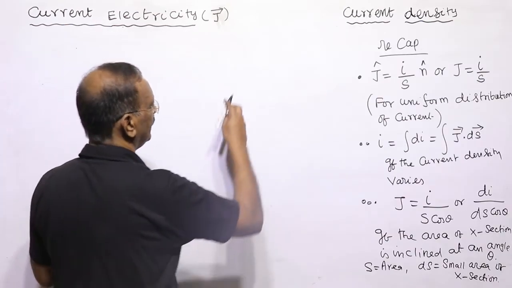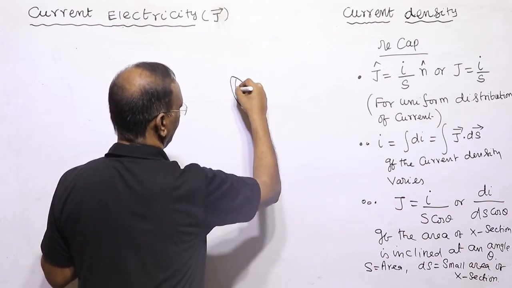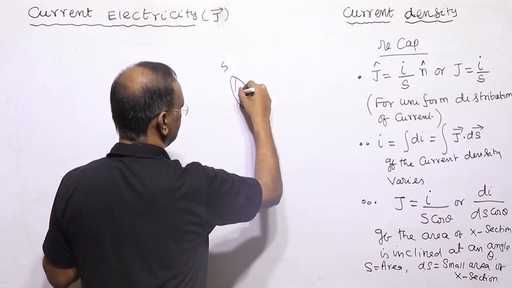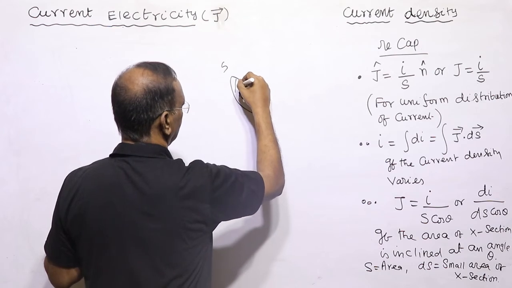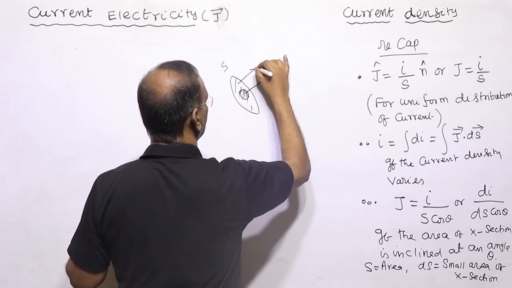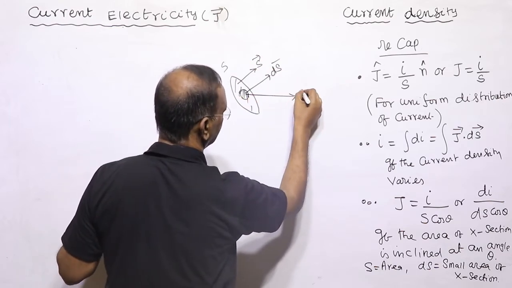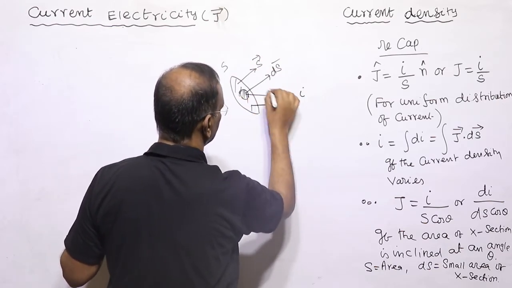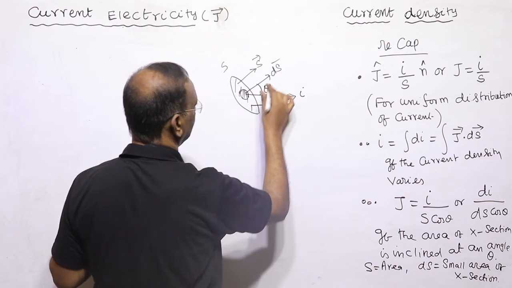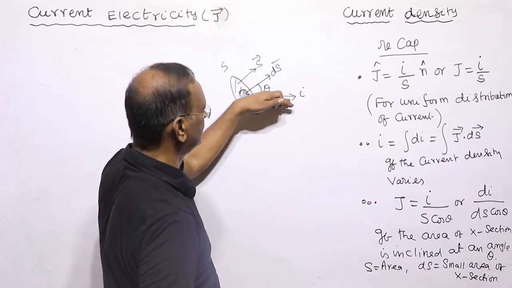So far we have seen, if the area of cross section is inclined like this, this is the total area, this is the small area, this is the ds vector, this is the S vector, and this is the direction of current, and the area is inclined at an angle theta with the direction of current.